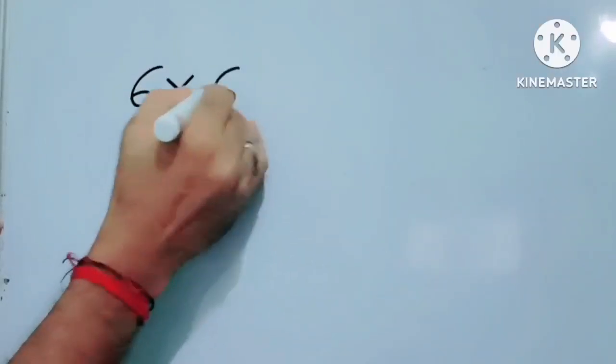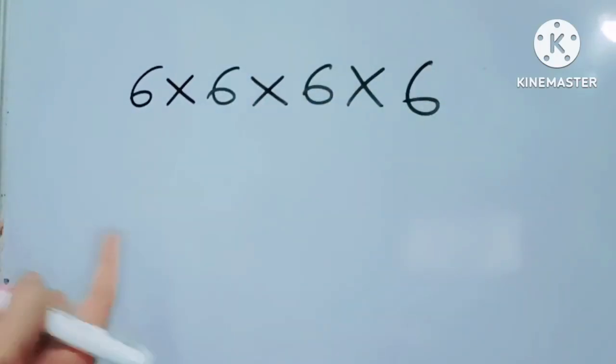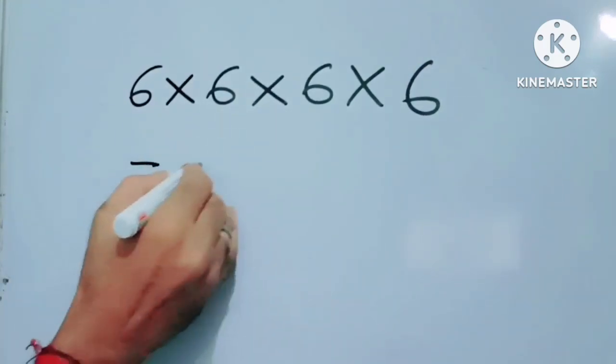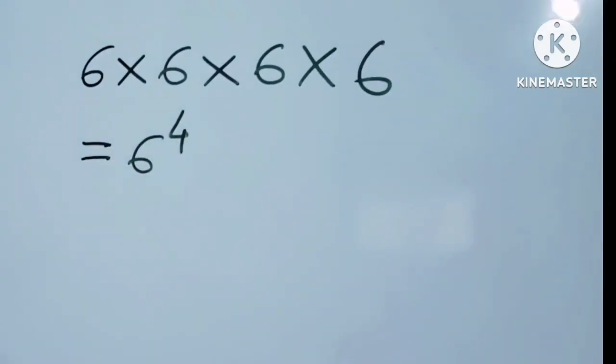I am writing. So first, 6 multiply 6 multiply 6 multiply 6. Here, 6 is multiplied by itself how many times? 4 times. 1, 2, 3, 4. We can write it as 6 to the power 4, or we can read it as 6 raised to the power 4.